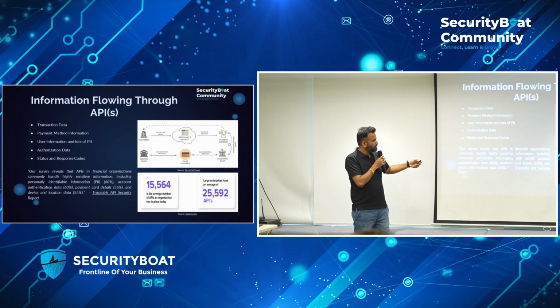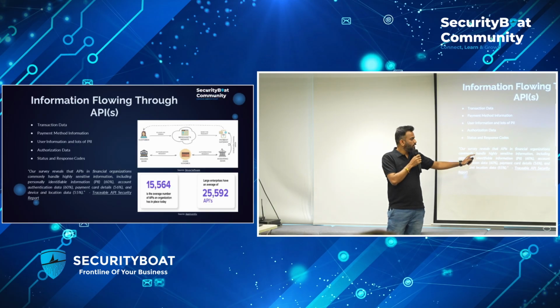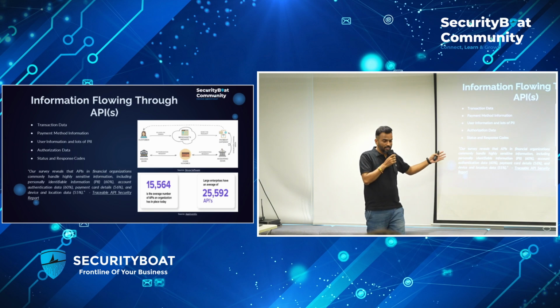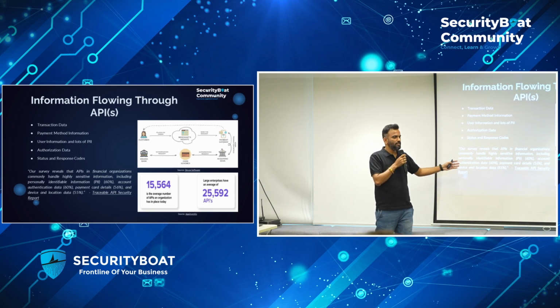It says their survey reveals that APIs in financial organizations commonly handle highly sensitive information. 60% is PII data handling. Then they have 60% of authentication data, then payment card details at 56%, and then 55% of device and location data. So this much data is flowing within that API cycle. That gives the attacker a reason to hack those APIs or do something malicious to them, because when he is able to do that, this much data he can gain.